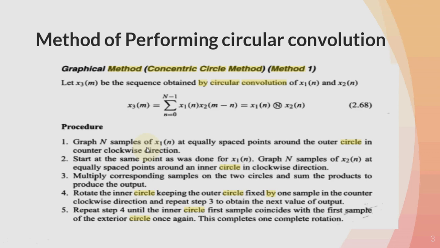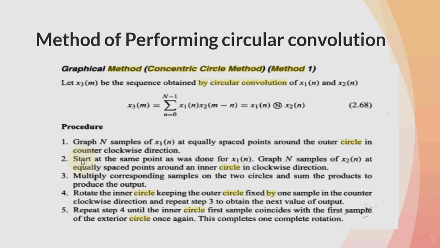Suppose two signals are given. Graph the N samples of x1 at equally spaced points around the outer circle in the counterclockwise direction, or anti-clockwise direction. So the first sample should be placed on the outer circle in the anti-clockwise direction at equally spaced points. So this is the first step. The steps will become clear while we solve the examples. So let us first consider the procedure.